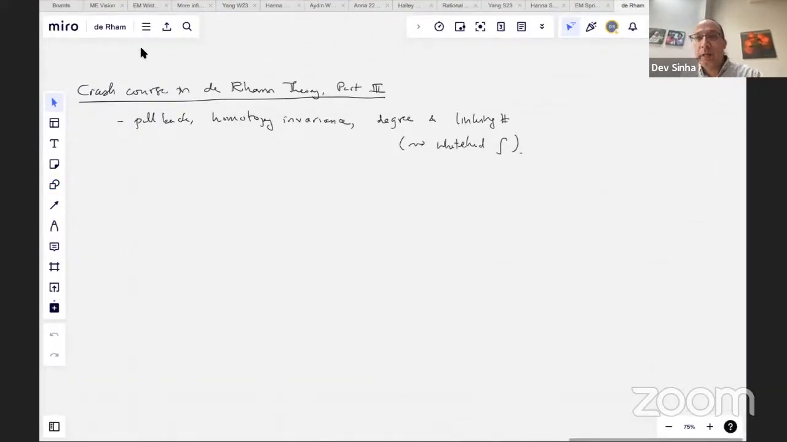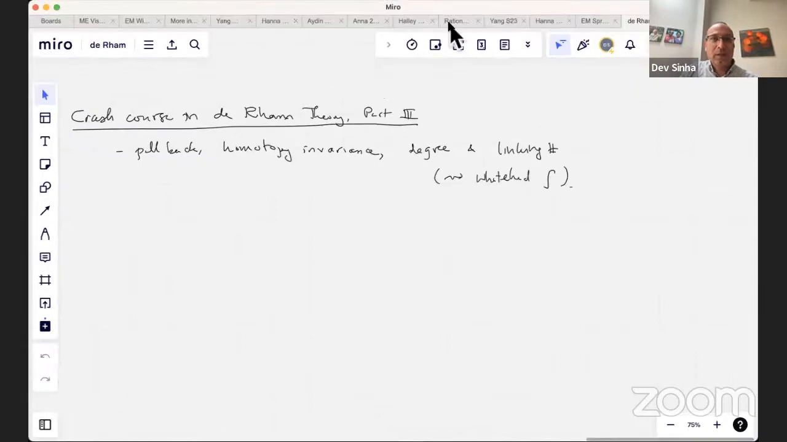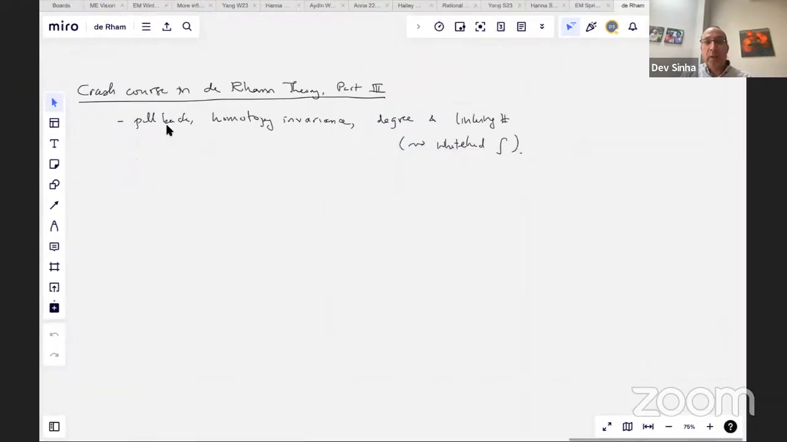Yeah, we're getting close to the main goal for this little crash course in de Rham theory, namely to let physicists start to learn this language of de Rham theory, which is a natural one to understand topics such as the Whitehead integral for Hopf invariant. Today, we're going to talk about pullback, homotopy invariance, degree, and linking number. So this gets very much topological.